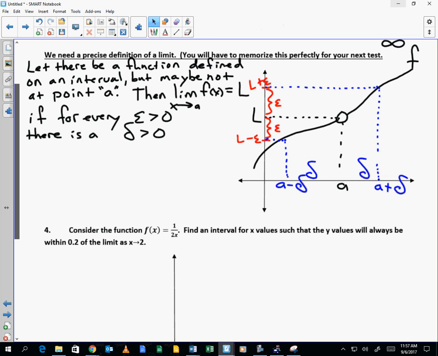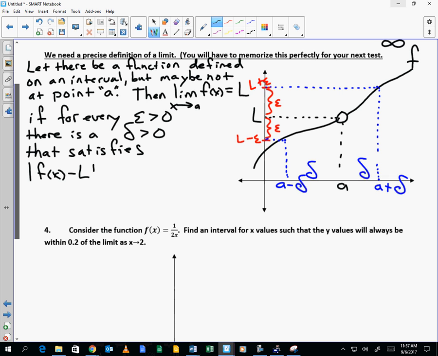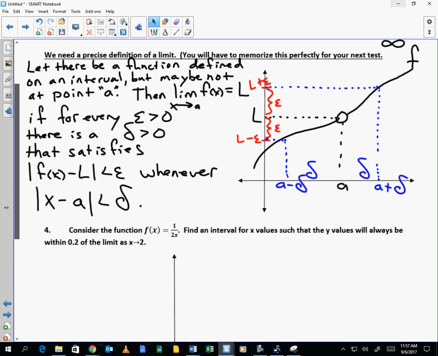And this would be A minus delta. So if for every epsilon greater than 0, there is a delta greater than 0 that satisfies the absolute value of f of x minus L is less than epsilon whenever the absolute value of x minus A is less than delta. Done. The precise definition of a limit.